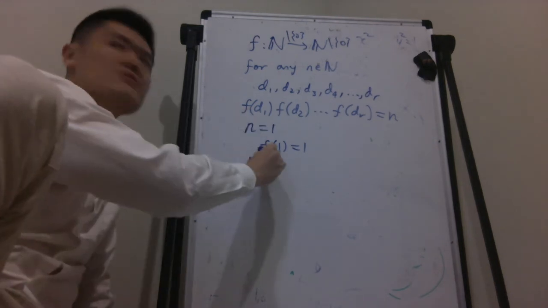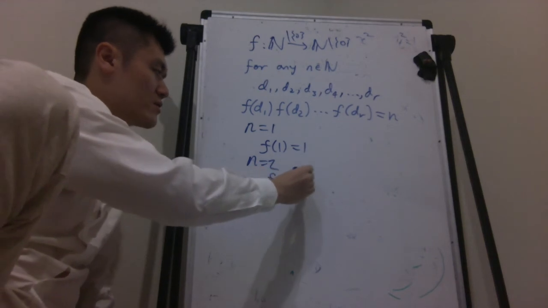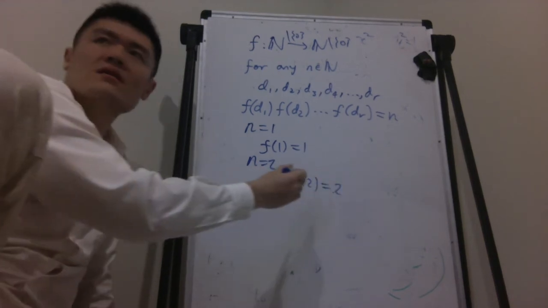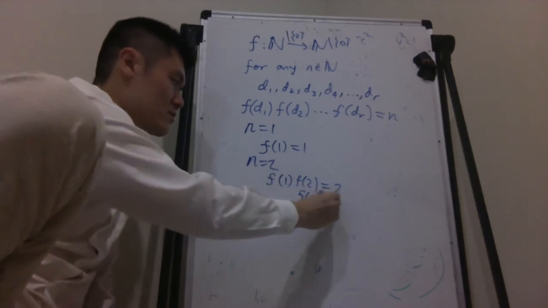Okay, what happens if n equals 2? The divisors are 1 and 2. Then f of 1 times f of 2 equals 2, right? So can you see that f of 2 has to equal 2, yeah?